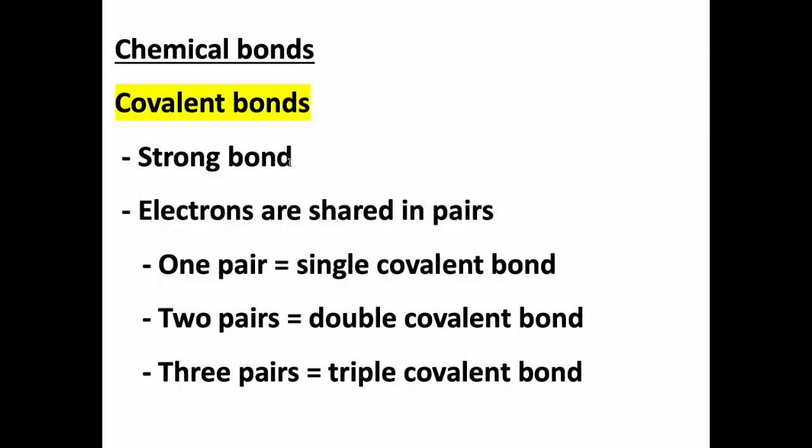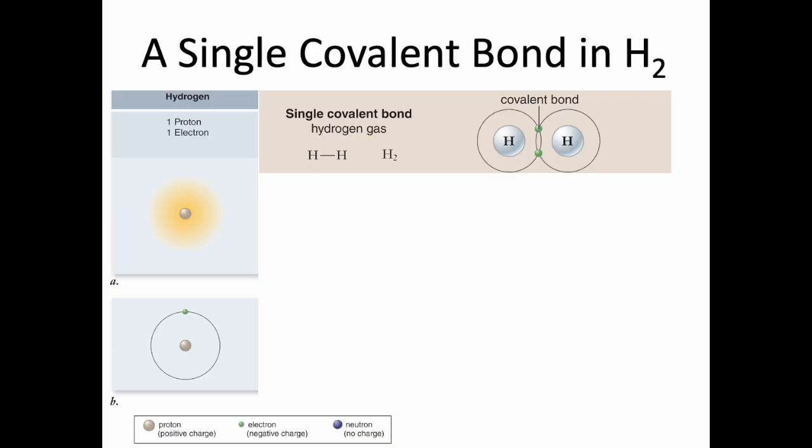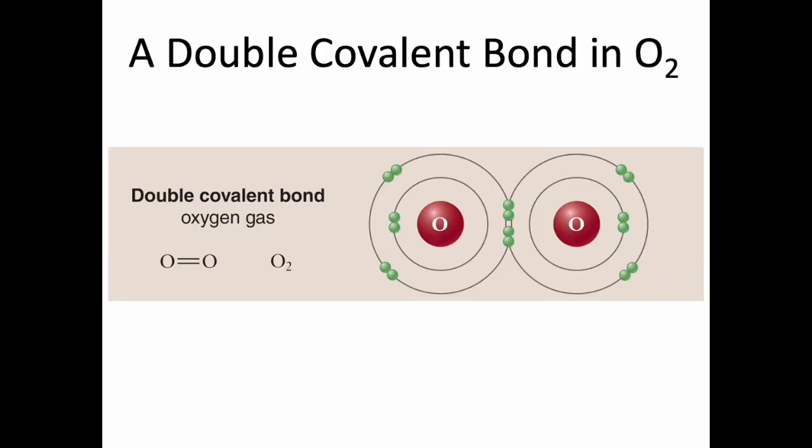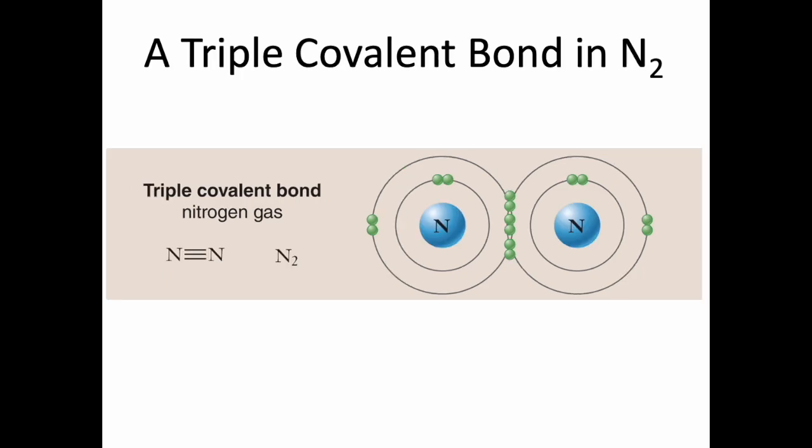So these are all types of covalent bonds. This is very strong. A covalent bond is the strongest type of chemical bond that we're going to talk about. Electrons are shared in pairs. One pair, single covalent bond. Two pairs, double covalent bond. Three pairs, triple covalent bond. And I do want to point out all of these examples were the same element, like hydrogen sharing with hydrogen, oxygen sharing with oxygen, nitrogen sharing with nitrogen.